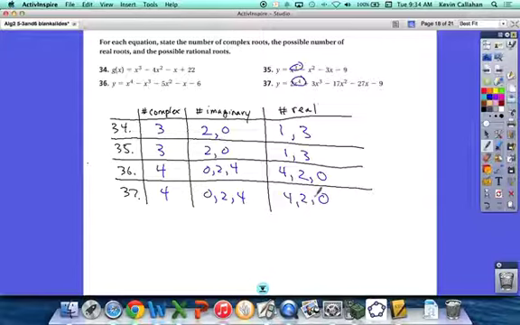Now, when it comes to finding the actual zeros, not just the possible number of zeros, that's a little bit of detective work, and it's not so clear all the time as you're doing it. Your homework is just going to be just like that. I think you got 4 problems like that, and it should go really quickly.